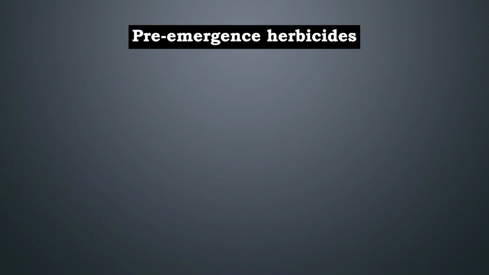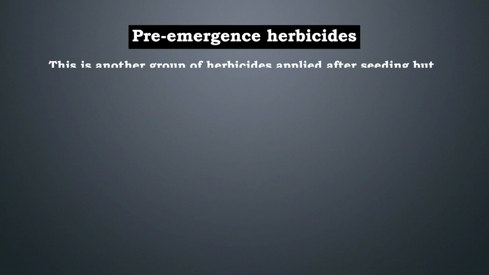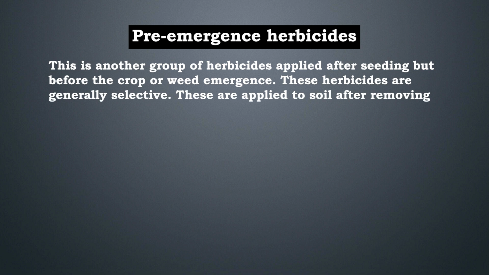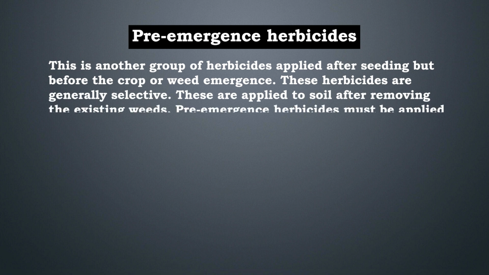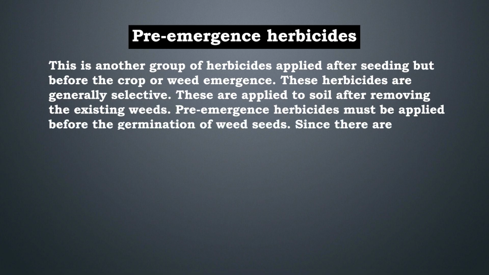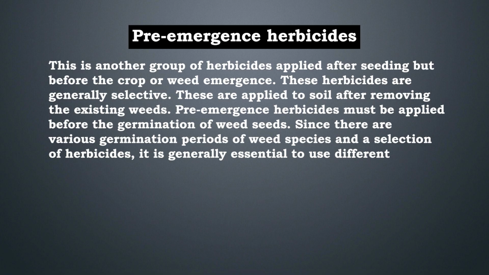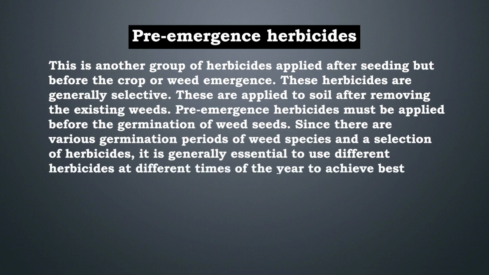Second, pre-emergence herbicides. This is another group of herbicides that attack the weeds at the seedling stage. These herbicides are generally selective. They are applied to the soil after removing the existing weeds. Pre-emergence herbicides must be applied before the germination of weed seeds. Since there are various germination periods of weed species and a selection of herbicide, it is generally essential to use different herbicides at different times of the year to achieve the best control.